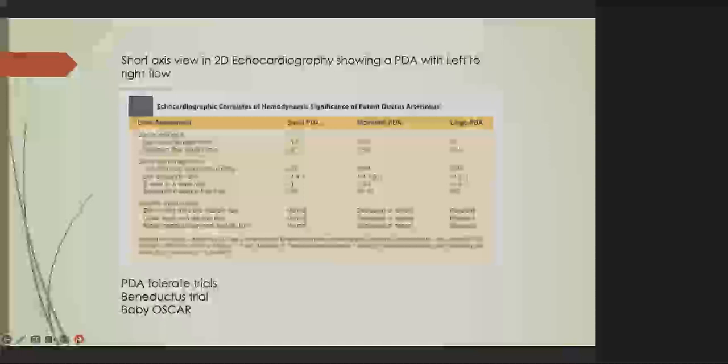So this is a short axis view, or we can also say a ductal view in 2D echocardiography, and it's showing a PDA with left to right flow. And what are the various criteria? The most important criterion is the size of the PDA, where more than 1.5 is a moderate to large PDA, and the second important is the LA to aortic ratio. And the trials are the PDA Tolerate trial, Benny Douglas, and Baby Oscar trial. The LA by AO is not more than 1.5. It would be, yeah, one would be more than 1.4.